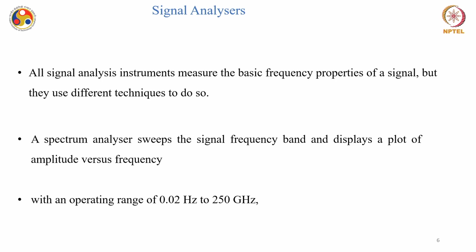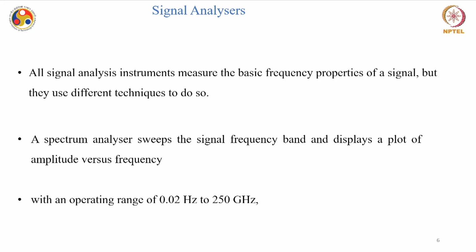All these signal analysis instruments measure the basic frequency properties of a signal, but they use different techniques for this measurement, and also they highlight different components of the signal. For example, a spectrum analyzer sweeps the signal frequency band and displays a plot of amplitude versus frequency. Usually this is operated in a wide frequency range, like from 0.02 Hertz to as high as 250 gigahertz.